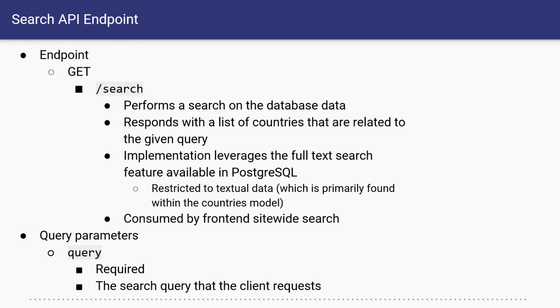The search endpoint is probably the coolest in my opinion. The client sends a request to the endpoint with the query parameter, and a list of related countries is included in the response. The database search is implemented using PostgreSQL's full-text search feature, which operates on the textual fields in the country's model.